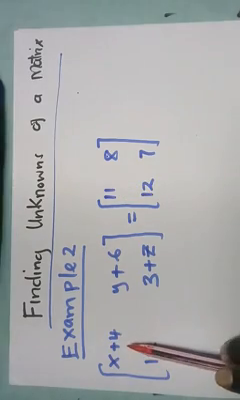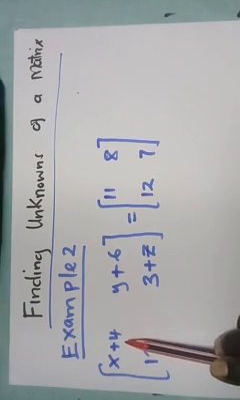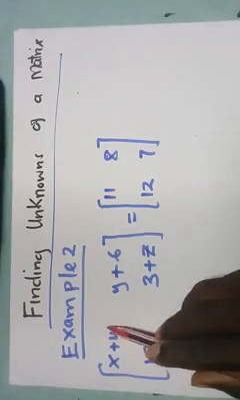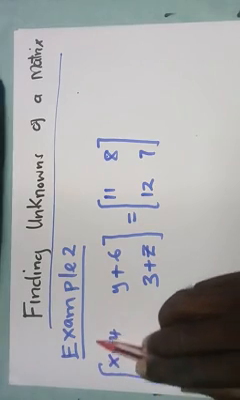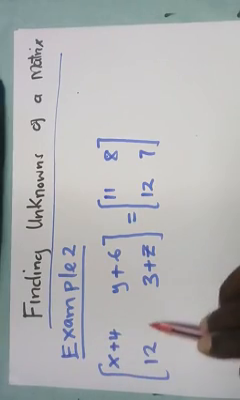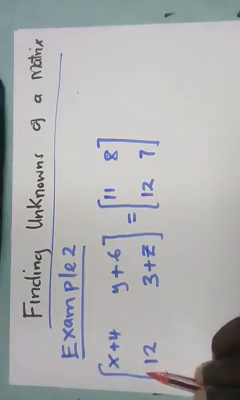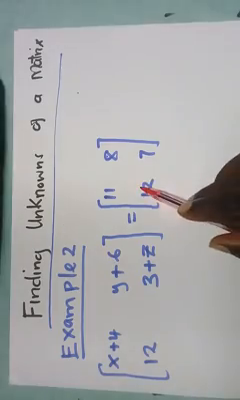Those elements that are occupying specific positions must also be equal. For example, this element coincides with this element. This element 12 will coincide with this one. As you can see, 12 is equal to 12.